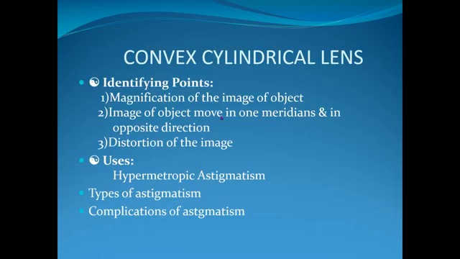In case of convex spherical, it moves in both meridians, but in cylindrical, in one meridian it moves in the opposite direction, and there is distortion of the image. In case of convex spherical, no distortion. Here there is distortion. Use is hypermetropic astigmatism.